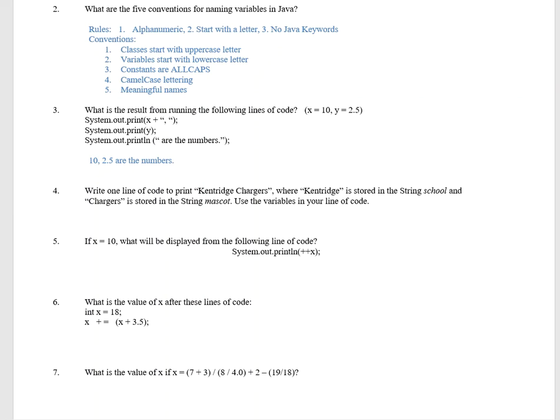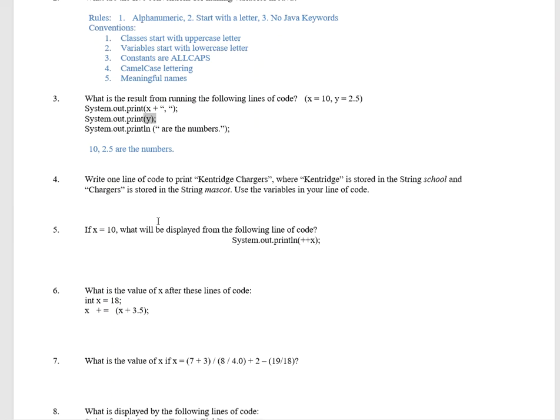Okay, so you have to be able to read the lines, and you do it one line at a time. So obviously the first thing it's going to do is print the value of x and a comma. Then it's going to stay on that line and print the value of y, and then stay on that line, and then it's going to print are the numbers. So it literally prints just one line for the answer.